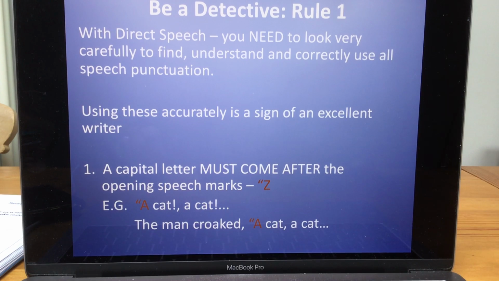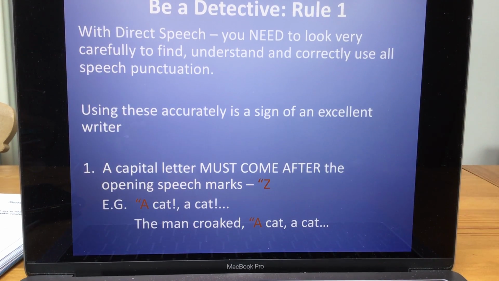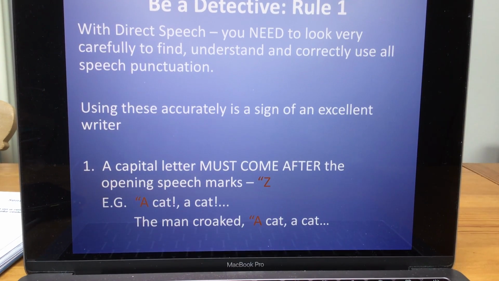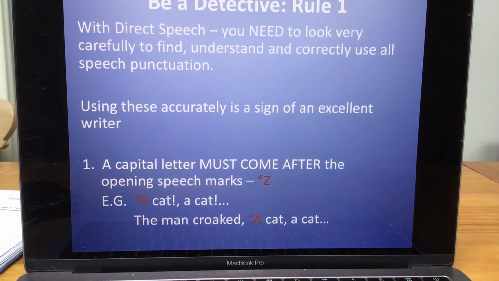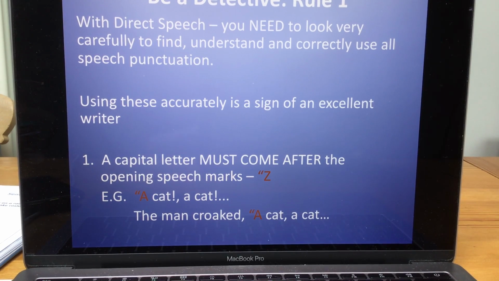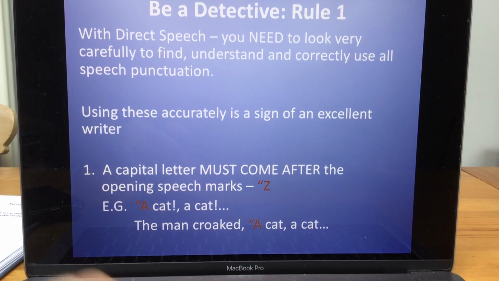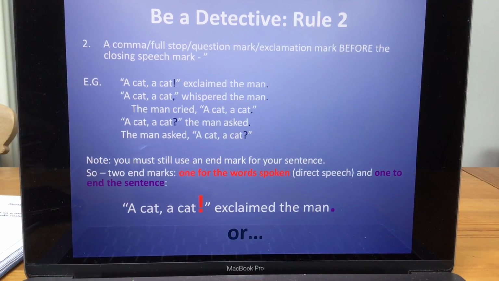Have a look. The first rule is a capital letter must come after the opening speech marks. So there's a speech mark, and then there's a Z or a Z, depending on how you say it. There's no space between them. They come exactly close together. Have a look. A cat, a cat. Opening speech mark A, opening speech mark A, every single time. So make sure you, if you think about A, B, C, D, you must use your capital letters for this, okay?